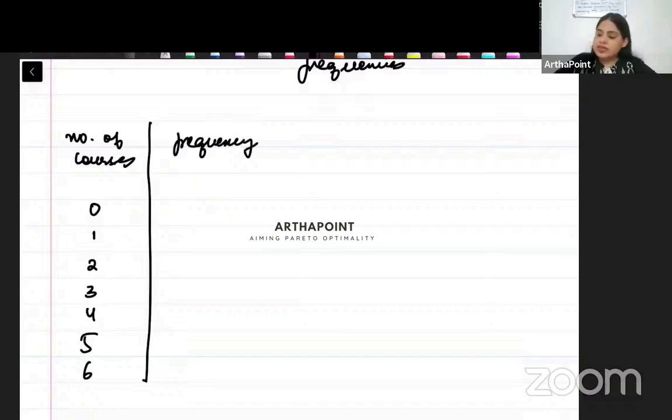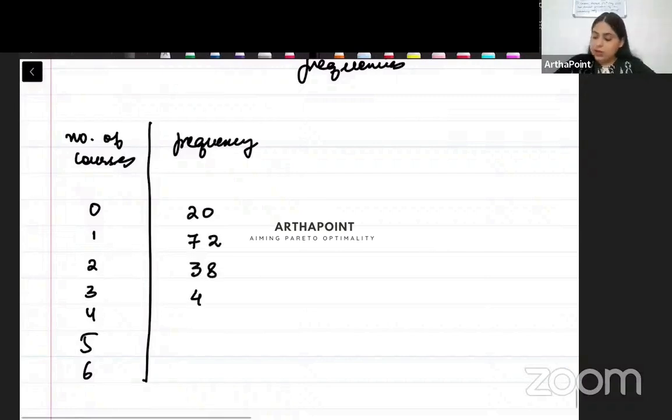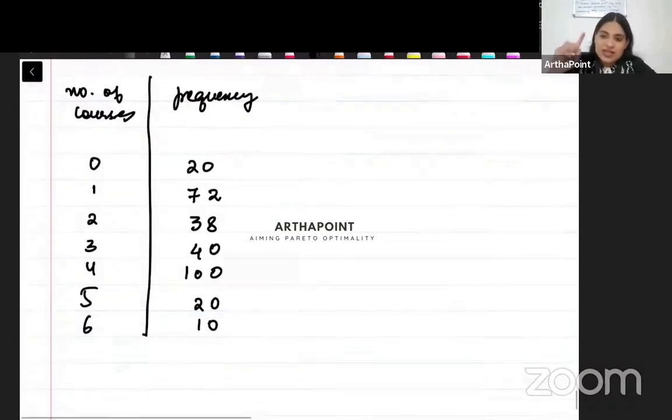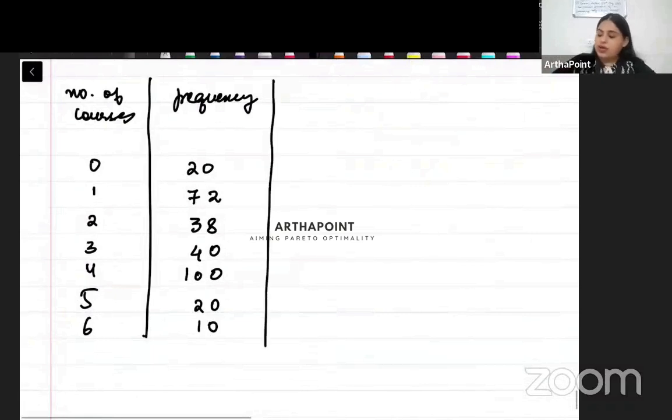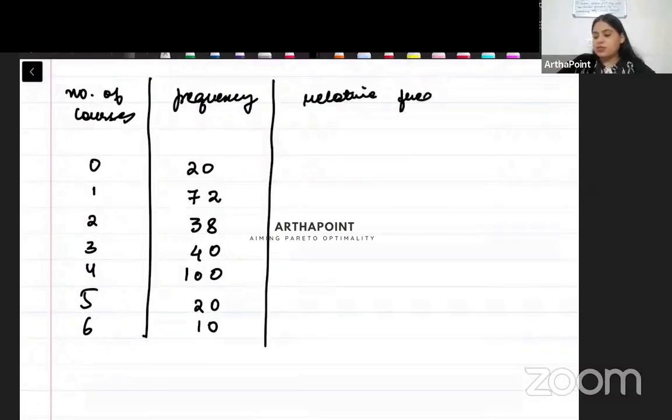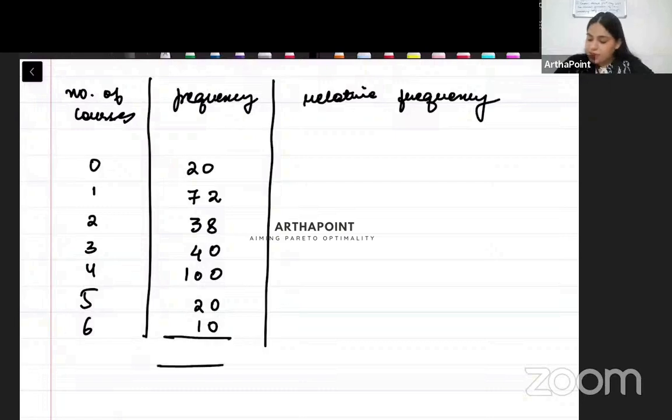The number of students who take 0 courses is 20. And you can just fill this grid: 72, 38, 40, 100, and let's say 20 and 10. Okay. First thing that I want to do is go ahead and make relative frequency. So for that, I will add this up. So I will get 300. That is what I will get.